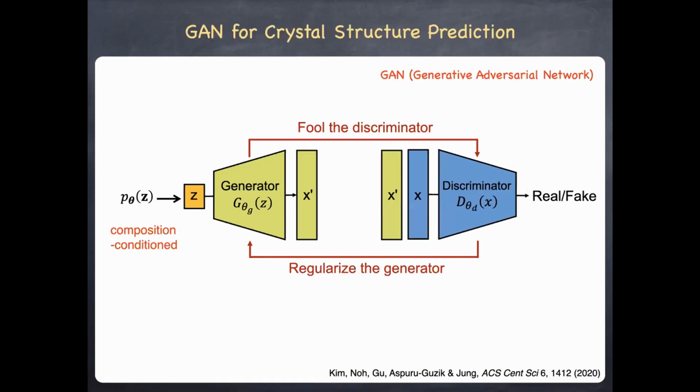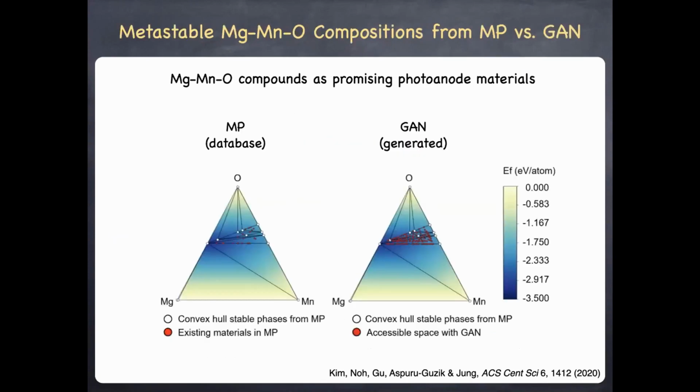And so I'm now going to describe another generative model, which is called GAN, and that is based upon game theory. But the bottom line is that the GAN is another flavor of a generative model, and here we are applying that GAN model to the manganese magnesium oxide chemical composition space. So on the left-hand side, I'm showing you the phase diagram of Mg-Mn-O using the materials that you can find from the Materials Project database.